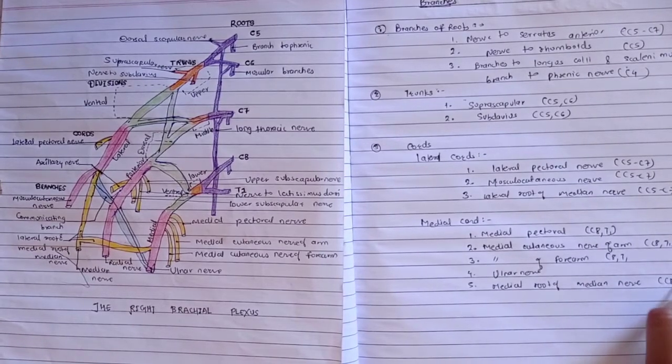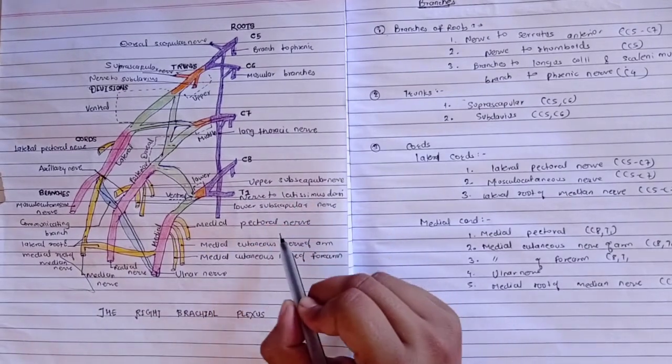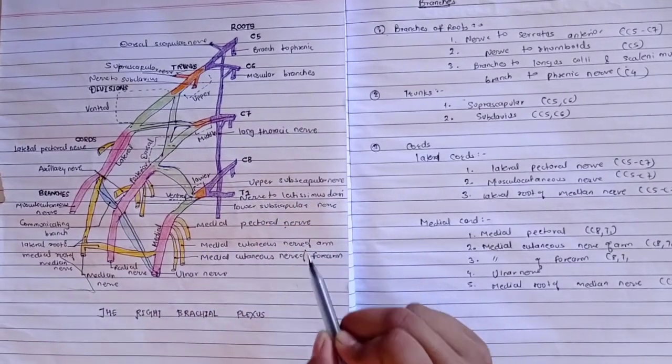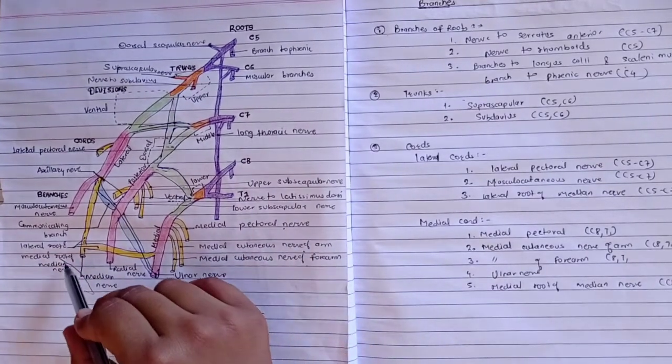So the branches of the medial cord are medial pectoral nerve, medial cutaneous nerve of arm, medial cutaneous nerve of forearm, ulnar nerve, and medial root of median nerve.